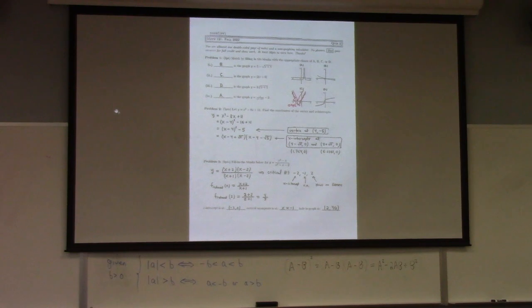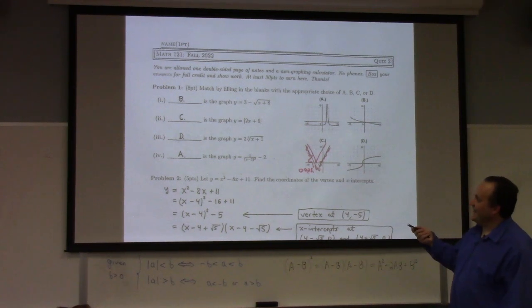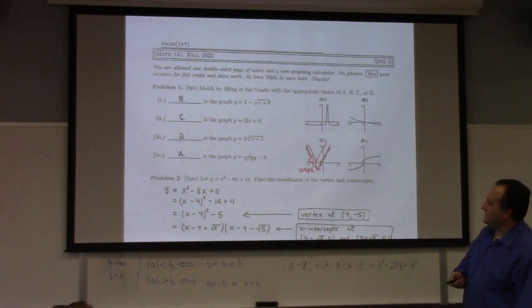Well, I was trying to make it bigger. Here we go. As you may or may not recall, this right here is not in the picture. So the graph of this is actually like the red thing here. So I had to fix that.